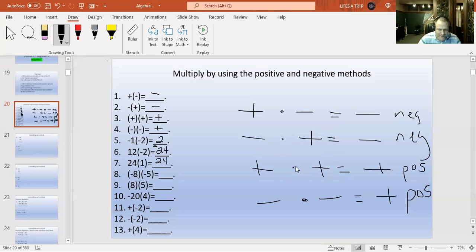A -8 times a -5 equals a positive. I'm going to give you a 40. All right, 8 times 5, positive times positive, is 40. -20 times 40. So a negative times a positive is a negative, -80.